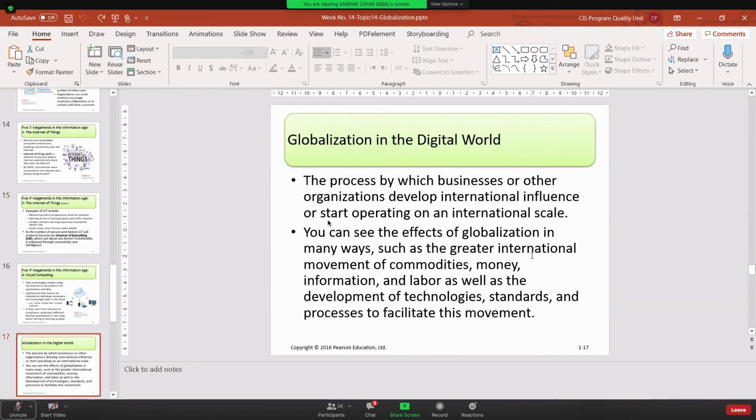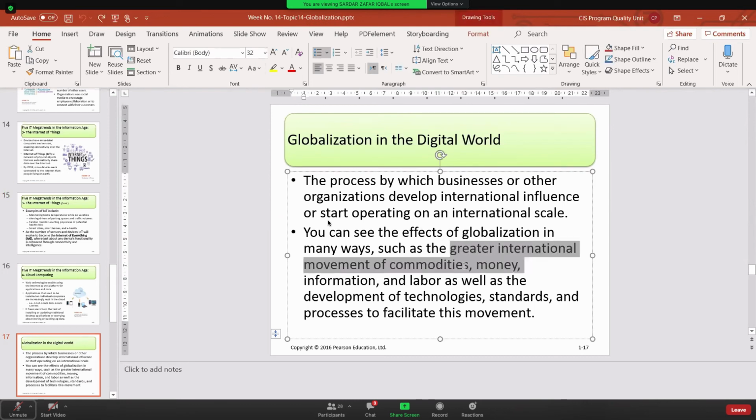Globalization is the process by which businesses or other organizations develop international influence or start operating on an international scale. You can see the effect of globalization in many ways, such as greater international movement of commodities, money, information, labor, as well as the development of technologies, standards, and processes to facilitate this movement.